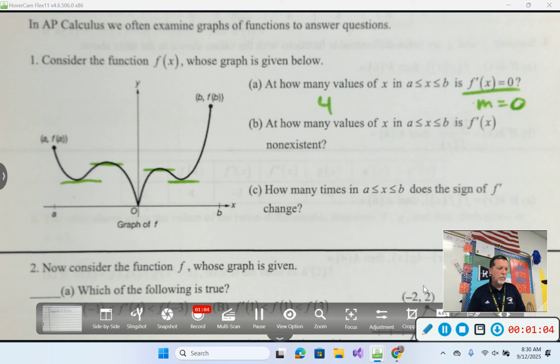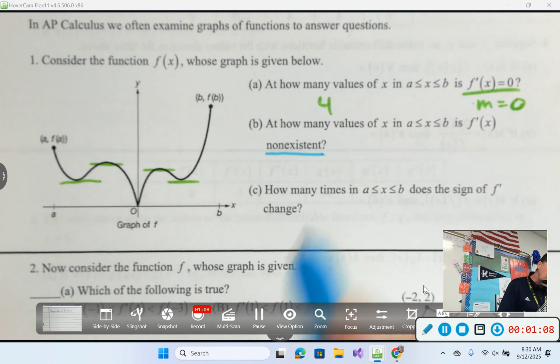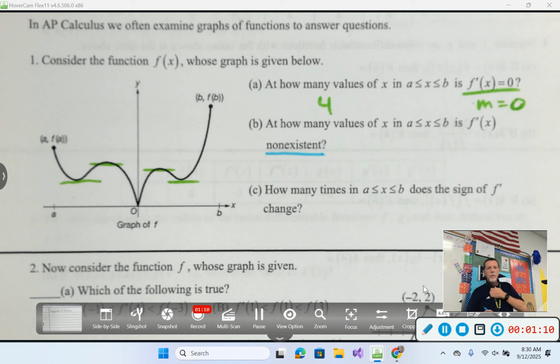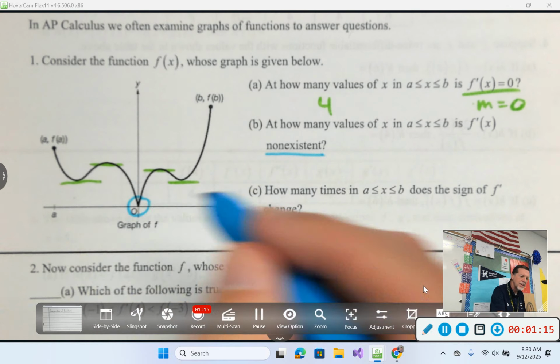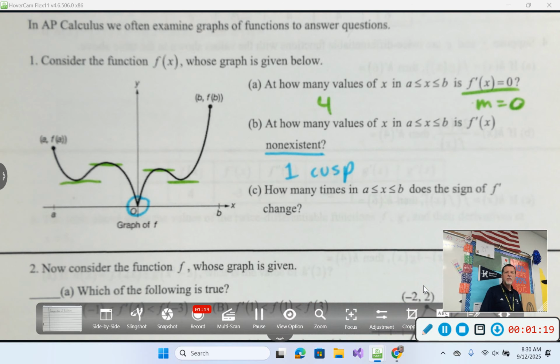At how many times is f prime, the derivative, non-existent? And what point is that? And why is that? There's a cusp there. Okay, that last one's kind of tricky.